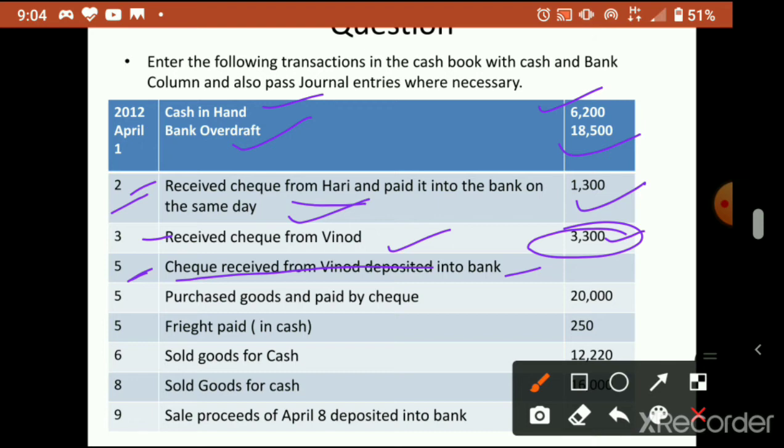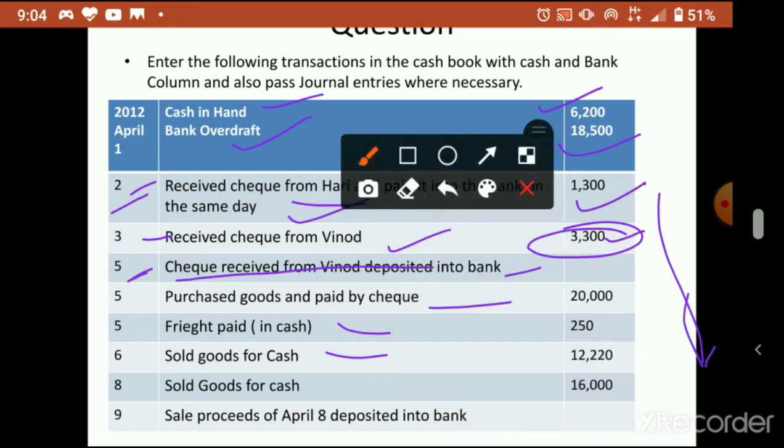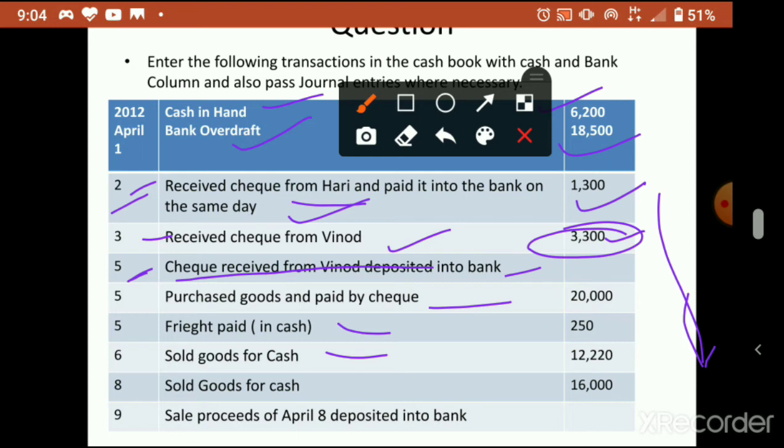Now purchased goods and paid by check. We paid money by check. Freight paid in cash. Sold goods for cash. Again sold goods for cash. Now, sale proceeds of April 8 deposited into bank. So this April 8 item amount, 16,000, we deposited on 9th. Okay.